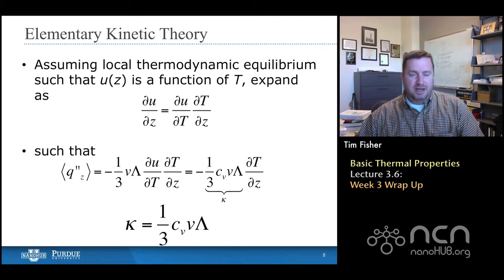And then finally, with a little bit of algebra and some integration, we expressed the average heat flux in the z direction in terms of a grouping of factors: the specific heat, the carrier velocity, and the mean free path. That's the capital lambda here. And that product multiplied by 1/3, which comes from a three-dimensional geometric consideration, is actually the thermal conductivity.